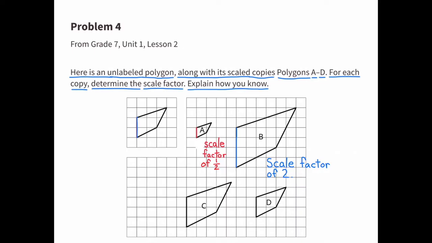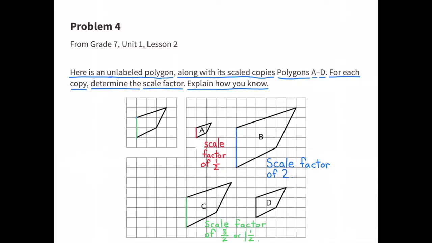Let's take a look at scale copy C. This same corresponding length on scale copy C is 3 units long, compared to the 2 units on the original polygon. This corresponding side length is 1.5 times as long as the original side length, so its scale factor is 1.5.